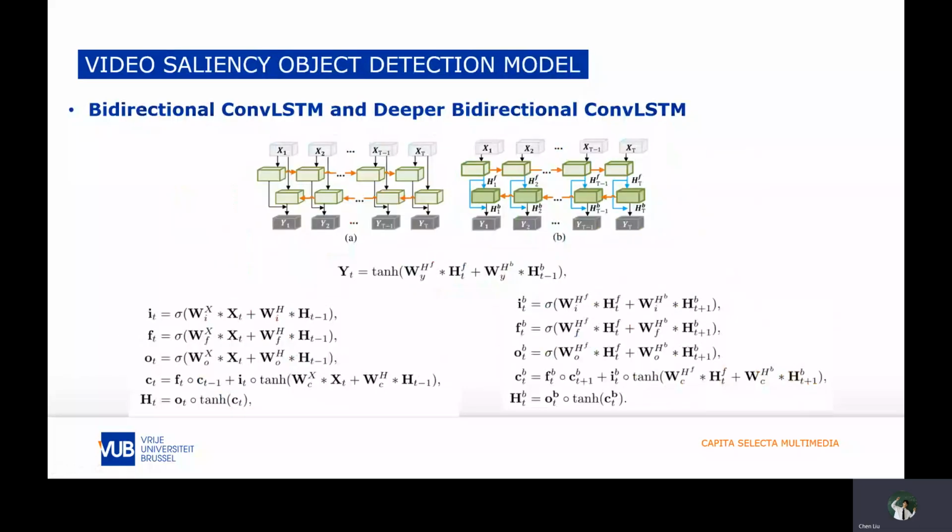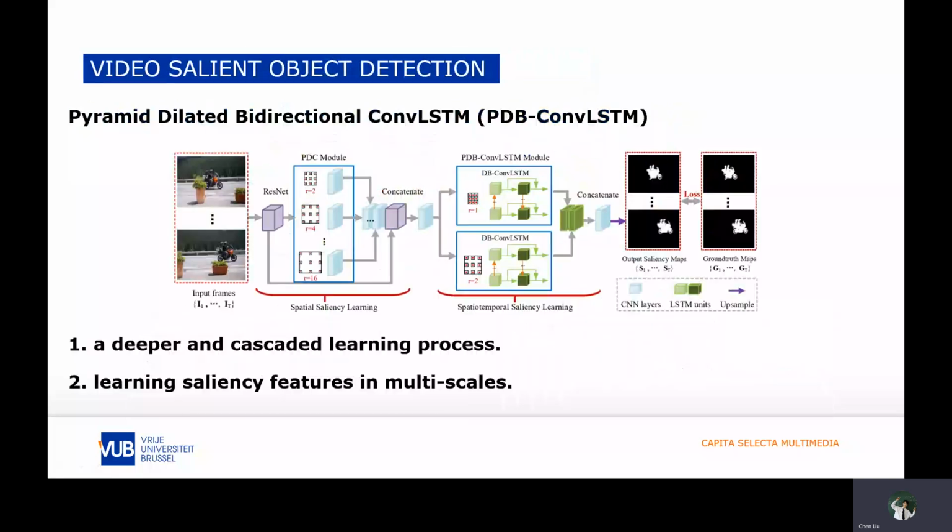The PDB convolutional LSTM has two layers: a shallow forward layer and a deeper backward layer. The convolutional LSTM units in the forward layer receive spatial feature maps as inputs and output forward sequential feature maps. The deep layer is constituted of the backward units that receive the output features from the forward layer as inputs. So this is the final model. This is the input frame, PDC, PDB, and the final output. It has a deeper cascaded learning process. The other one is learning salient features in multiple scales.